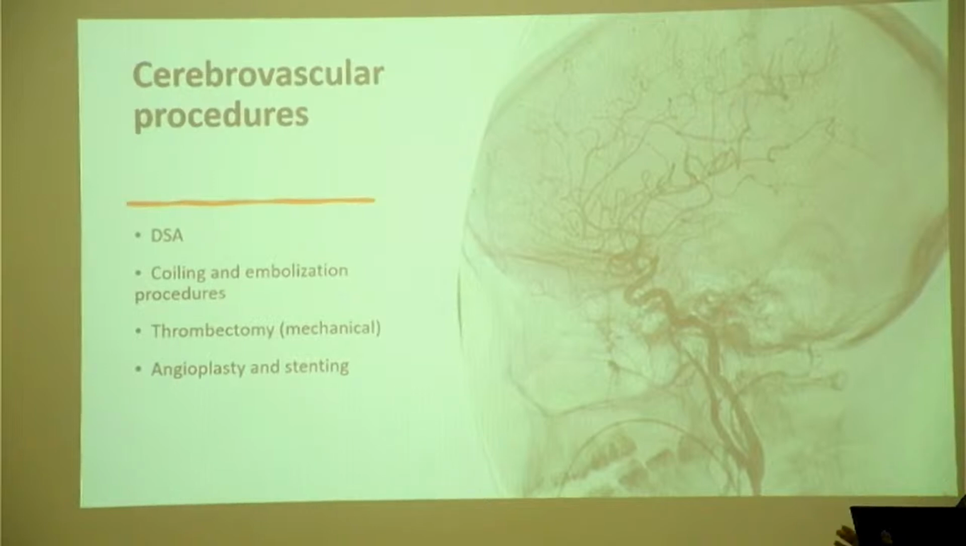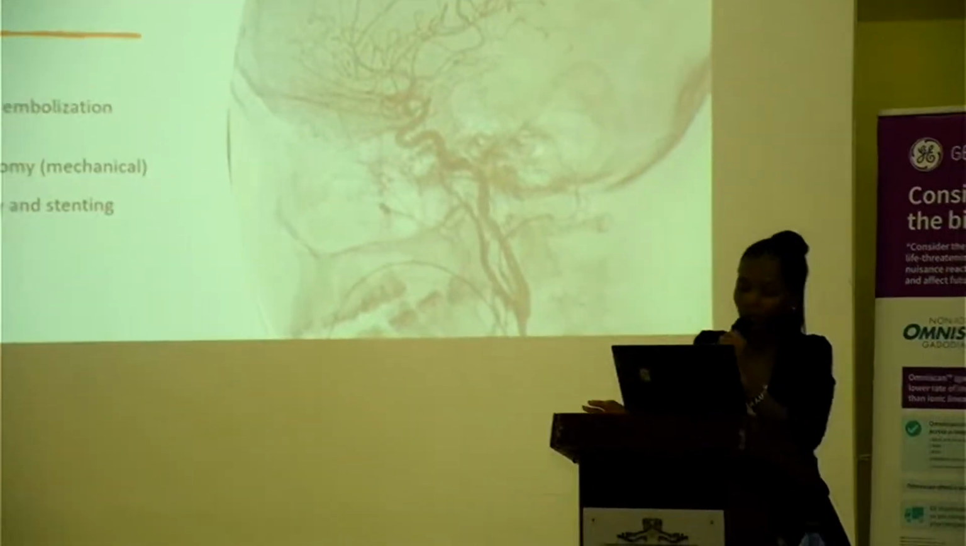So the next procedures we do in cath lab is cerebrovascular procedures. You can see this is a very beautiful image. This image was not done in a CT or X-ray room. This image was done in the cath lab. This is a 360 image. You can rotate it and you'll be able to see the whole anatomy. So basically you do DSAs.